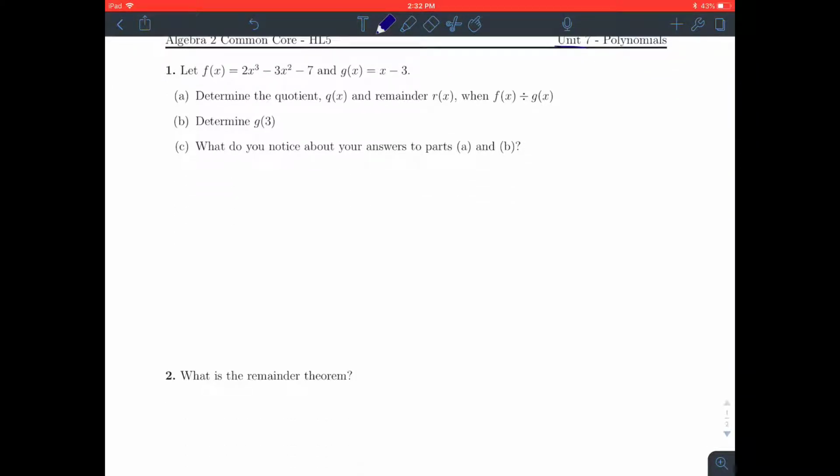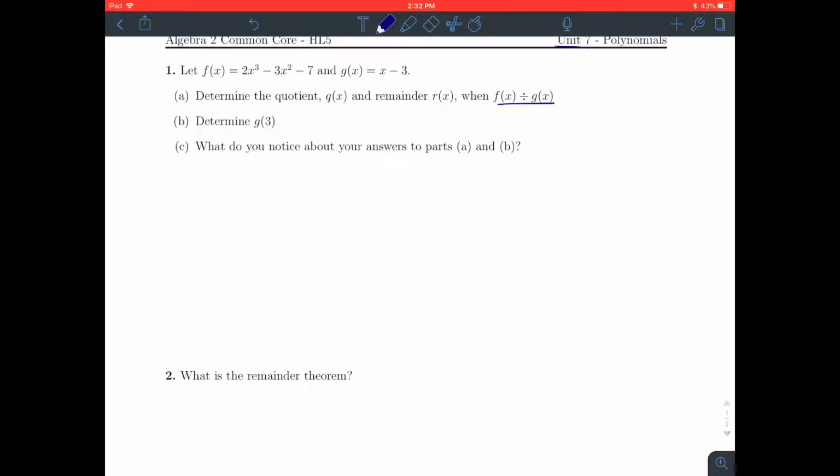So we're going to start off this homework set similar to how we started off in class by looking at some evidence for the remainder theorem's truth. So we've got 3 parts, and hopefully they show an example of the remainder theorem working in action. So determine the quotient or remainder when f of x is divided by g of x.